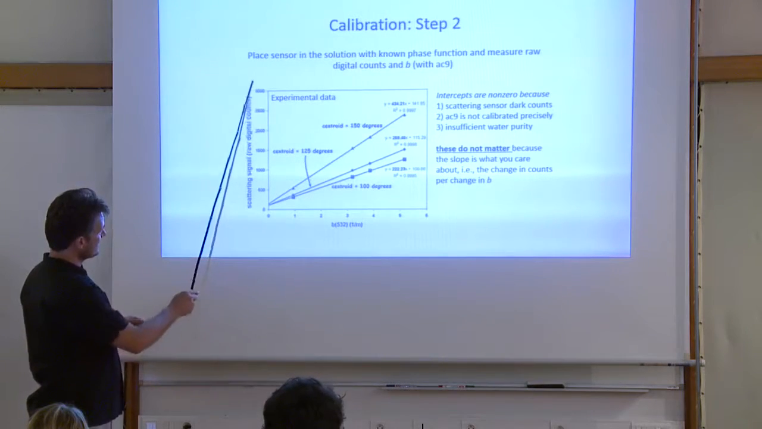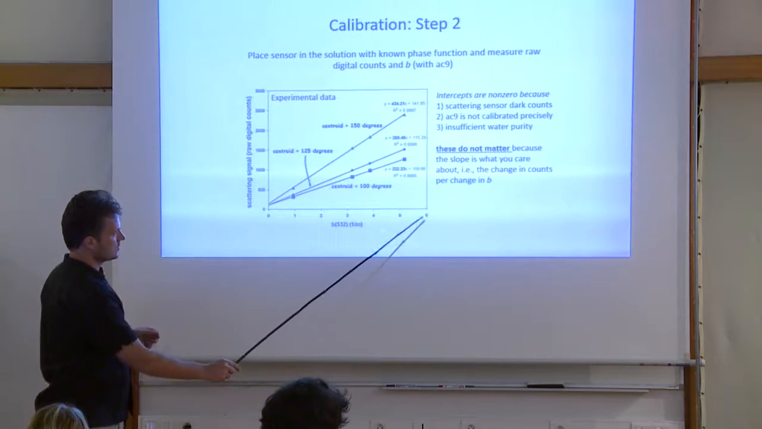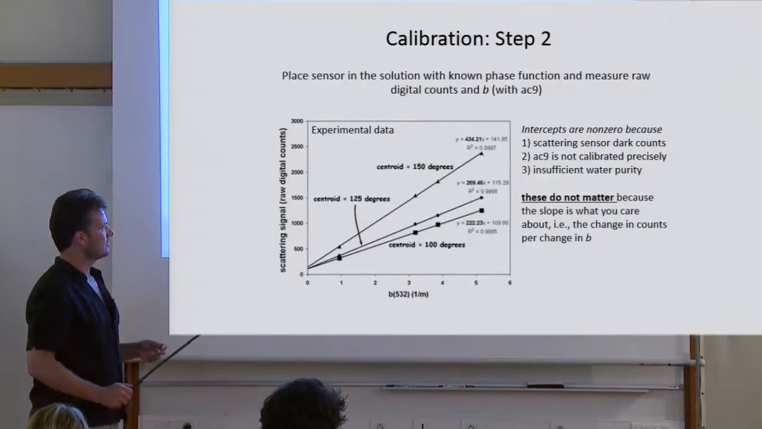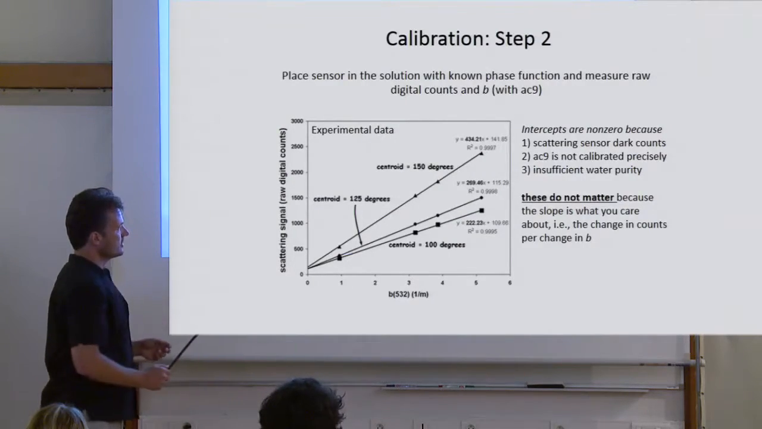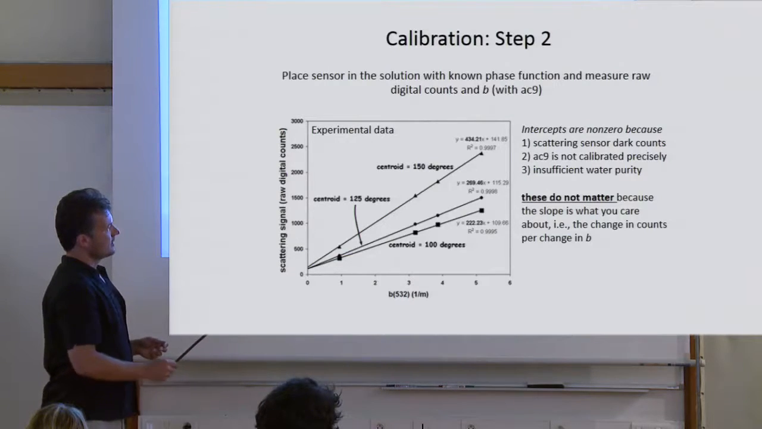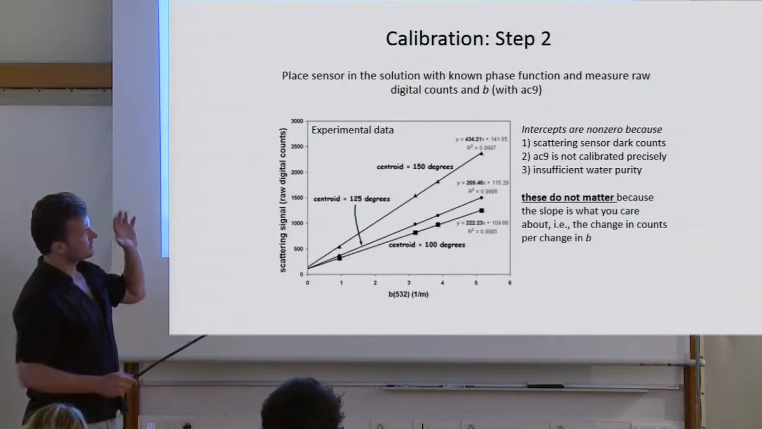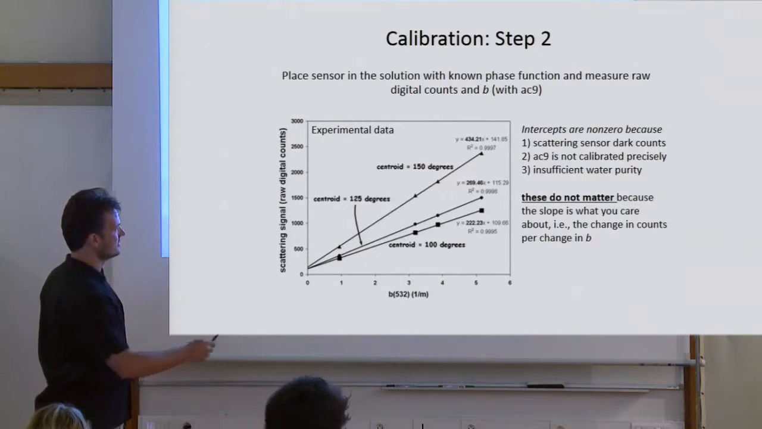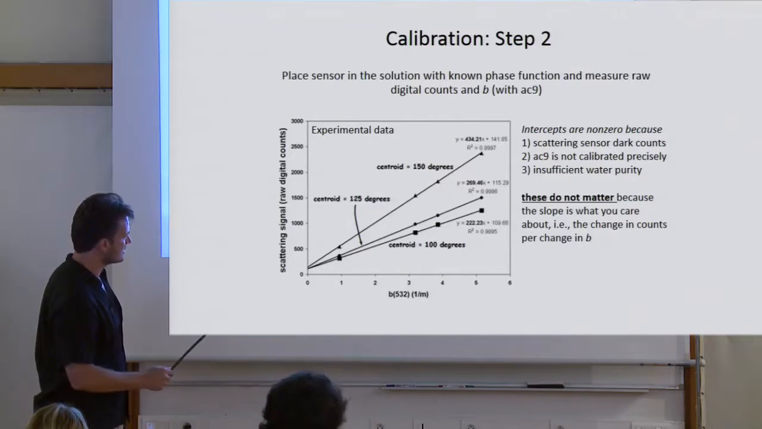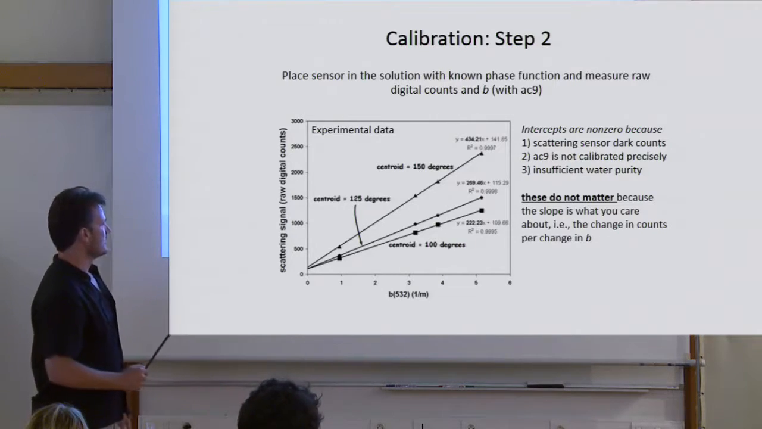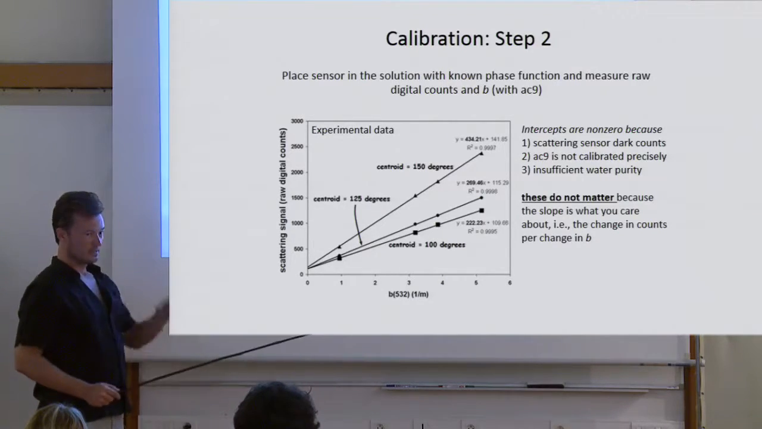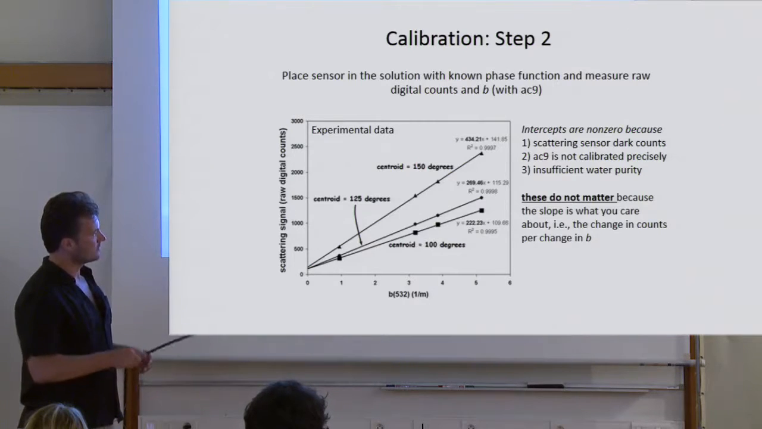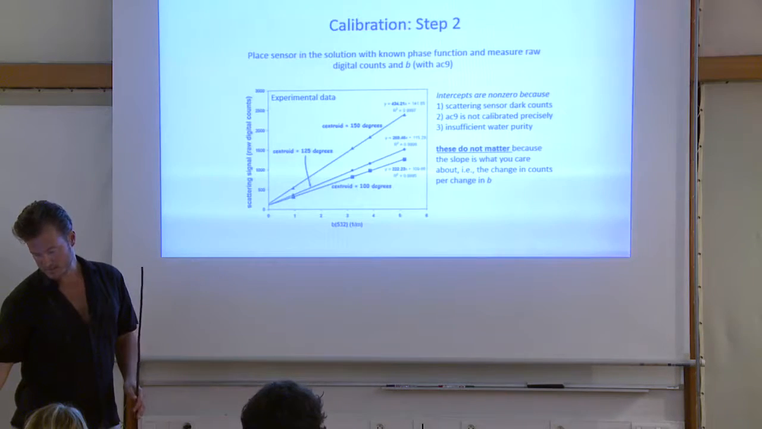So we have the scattering signal measured by the sensor, and then this is the total scattering measured by an AC9. You get the suspension series, and then you get the slope. And as I say here, you don't need to worry about calibration of the dark counts or anything like that, because the only thing you're interested in is the slope. So when I add beads, you're going to get a delta b and a delta counts. It's going to give you a slope, and that's the only thing you need from this exercise here.